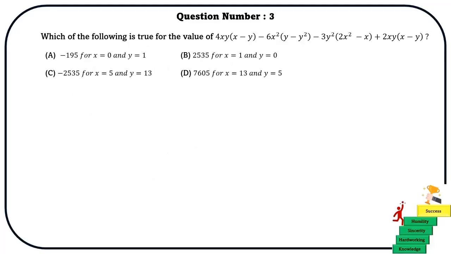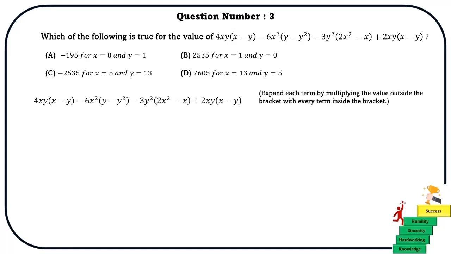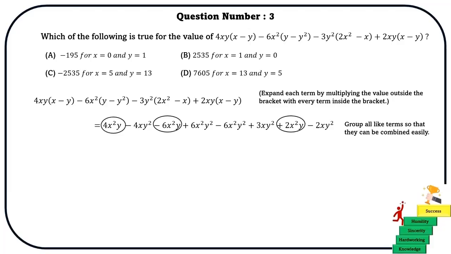Question number 3. Which of the following is true for the value of this given expression? First, let us solve this. Expand each term by multiplying the value outside the bracket with every term inside the bracket. Then we can group all the like terms so that they can be combined easily. First, we are grouping the coefficients of x square y. Now we can see that there are 3 terms having the coefficient of x square y. Then we can combine all these 3 terms.